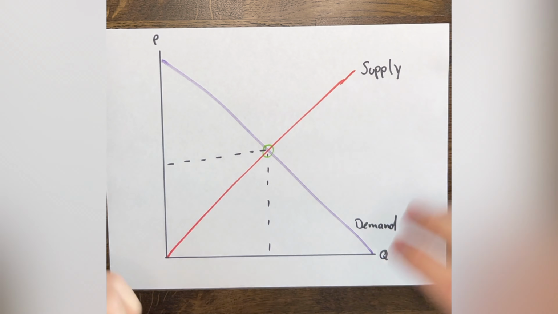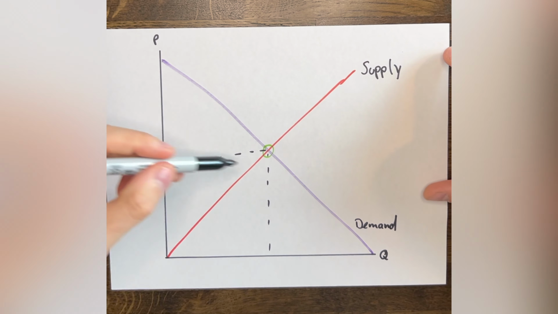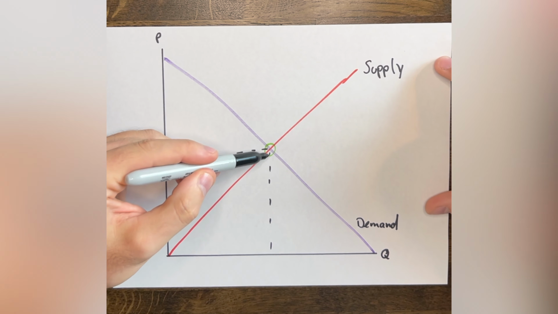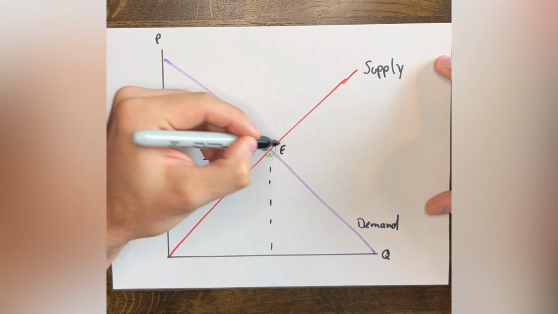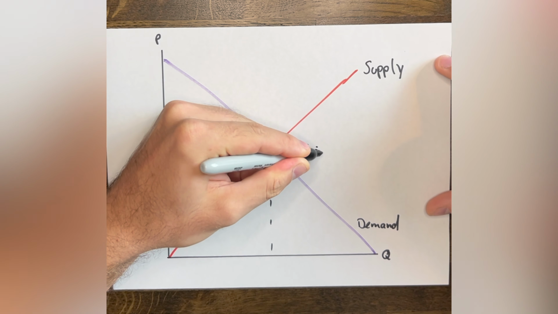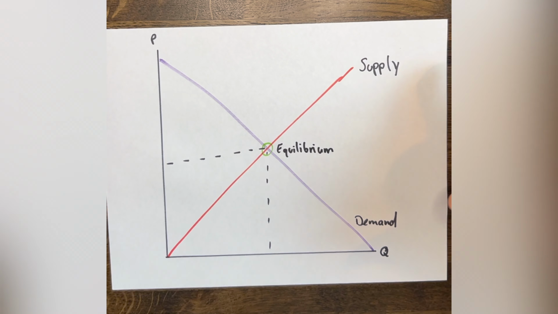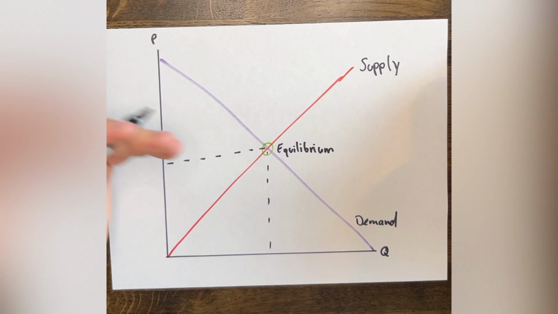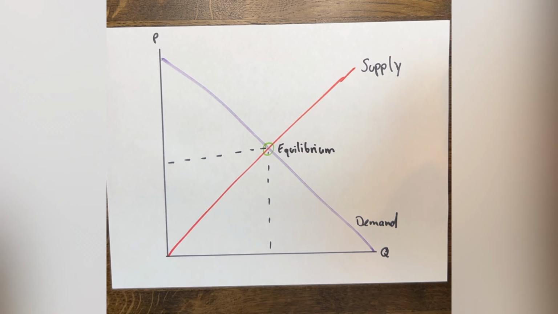Okay? So, and then here in the middle, this point right here, where these two lines intersect, is called the equilibrium point. Okay, so this is how economists would refer to this. So this is a simple supply and demand graph or diagram, whatever you want to call it.